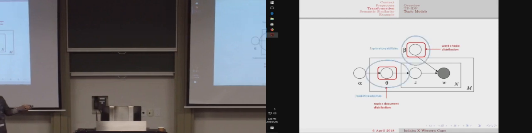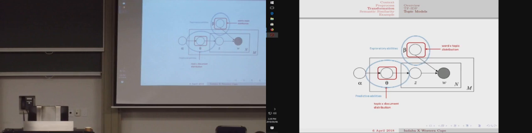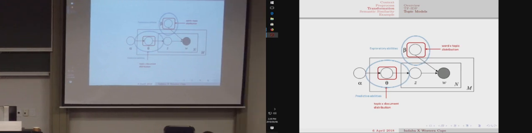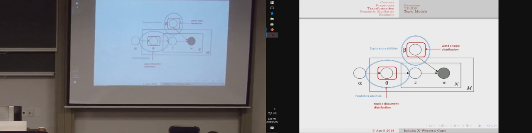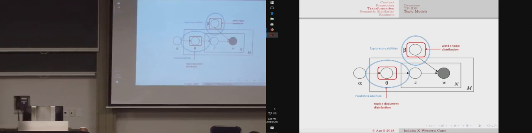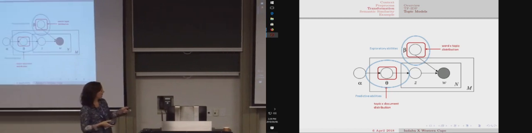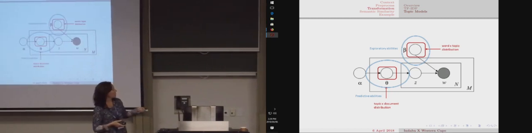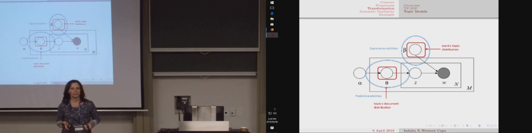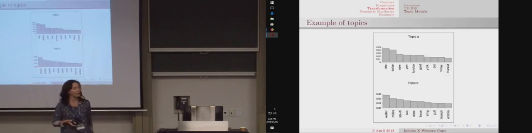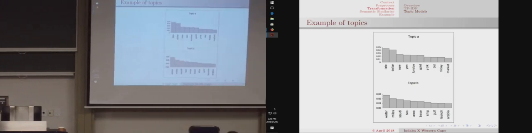And theta has got predictive abilities. That means if you get an unseen document, you can predict in which topic it will fall. And the word by topic gives you exploratory abilities. It tells you what the topic is about. And those are examples of topics.